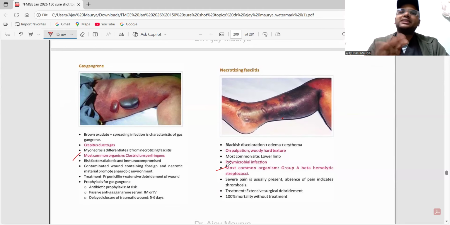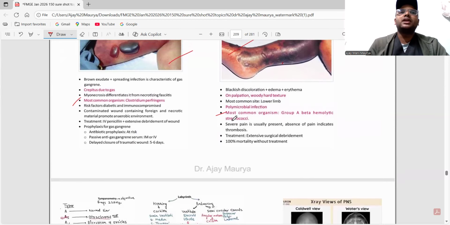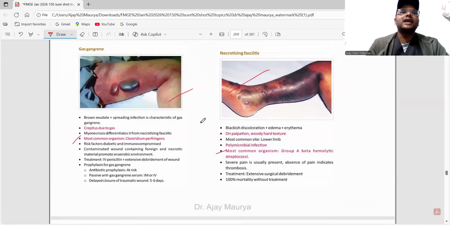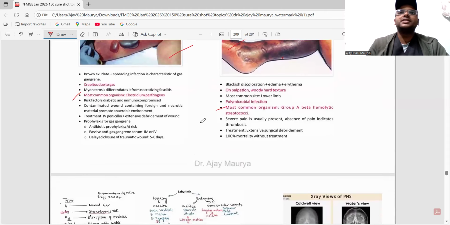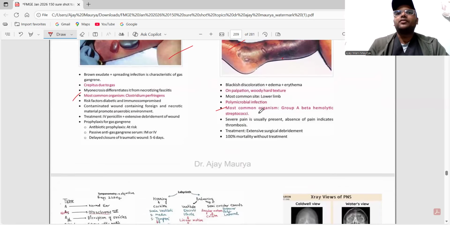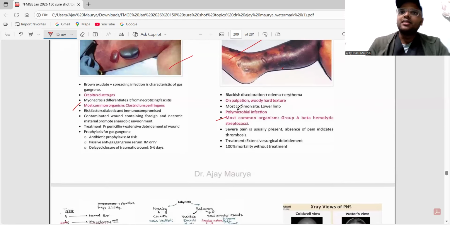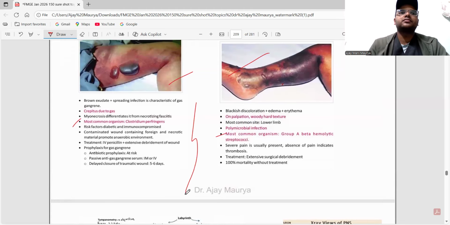In our exam scenarios, they are never going to ask what is the treatment or what is the mechanism. Nothing. They are going to give only the image, so the image is important. That's it. So what is the most common organism for gas gangrene? It is Clostridium perfringens. For necrotizing fasciitis, the most common organism is group A beta hemolytic streptococcus. If you want, then you can read, but only the image is important. Please read the profiles. That's it. Okay?